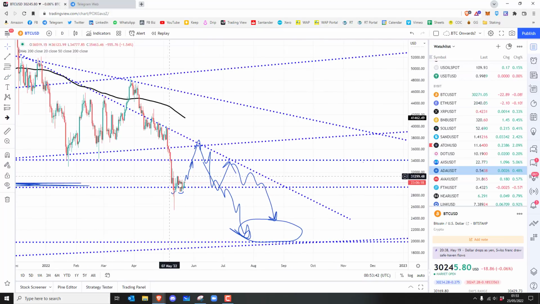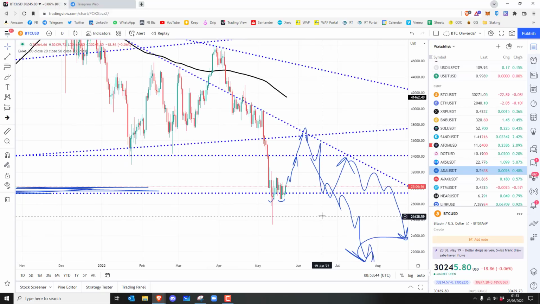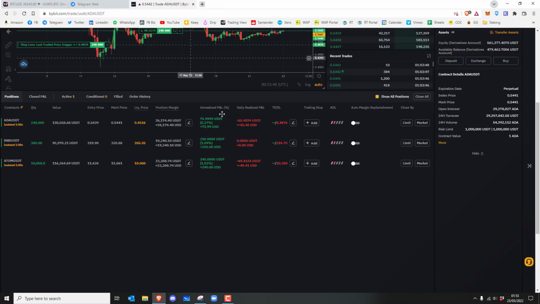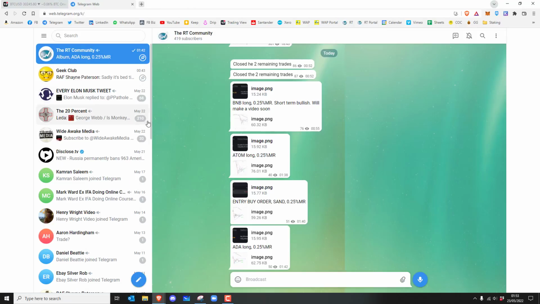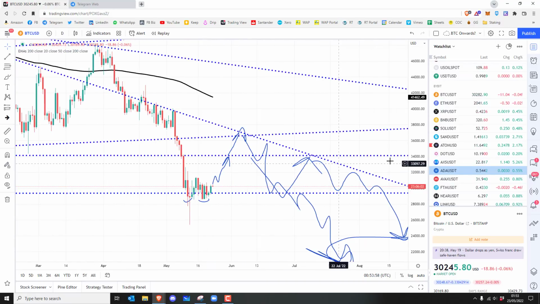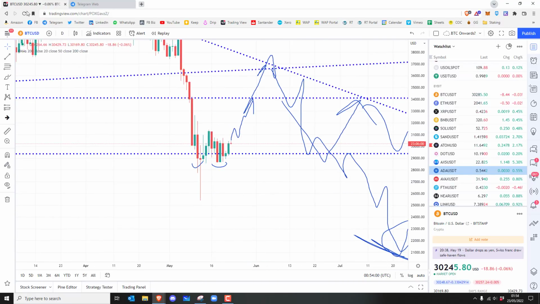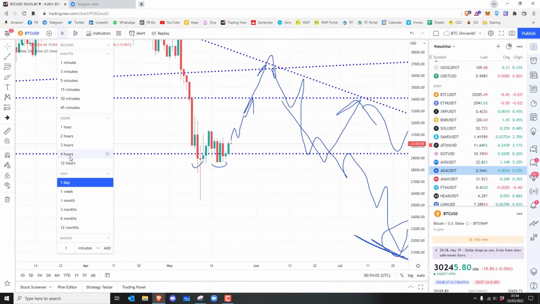So either way, I feel, well, obviously I could pivot. I've placed some tentative trades here at the moment with the aid of Binance and Atom. And I'm about to place one on Bitcoin. And what I'll be doing is, that's the daily chart. Let's jump onto the 4-hour.